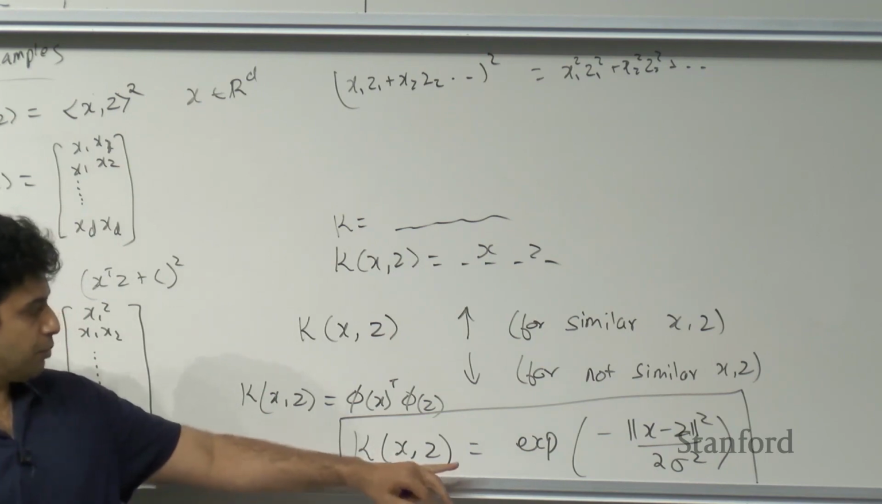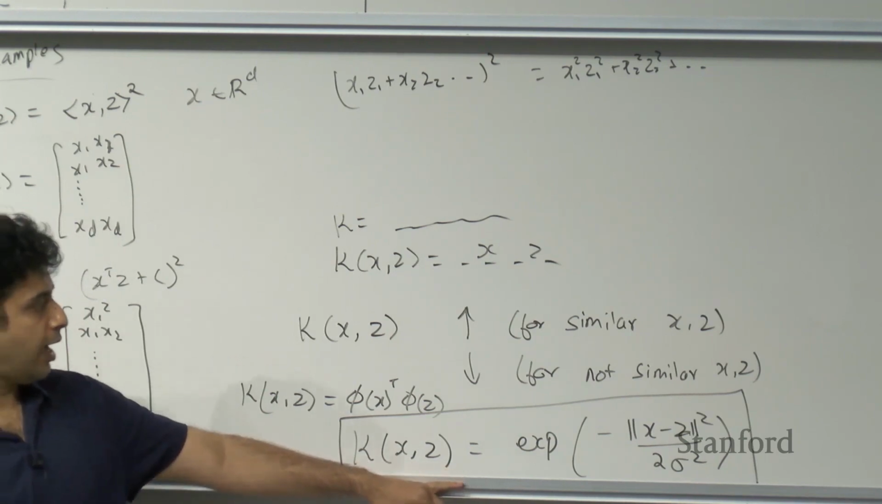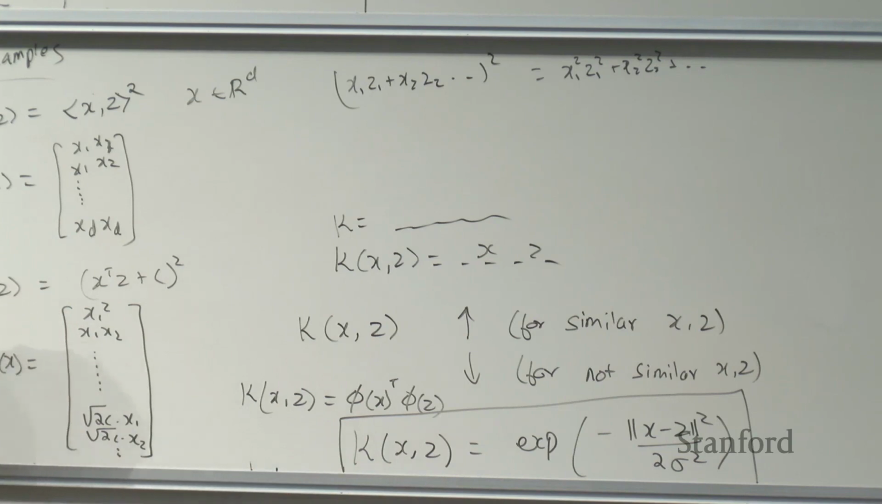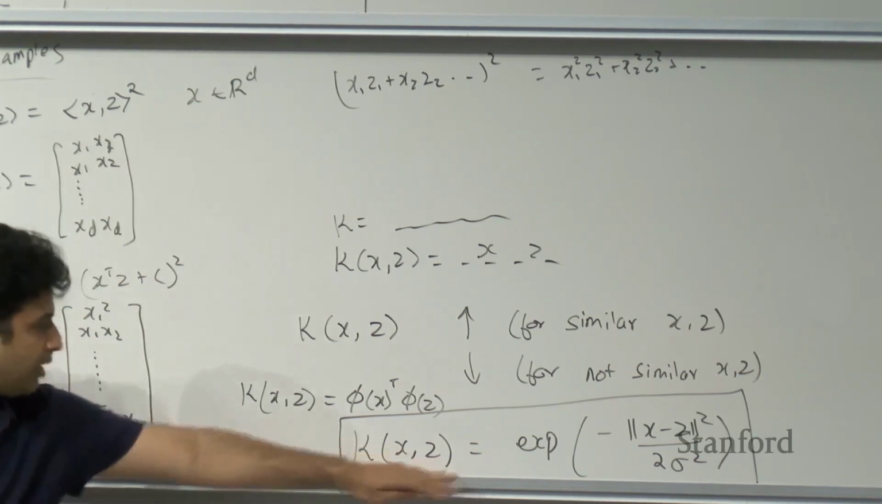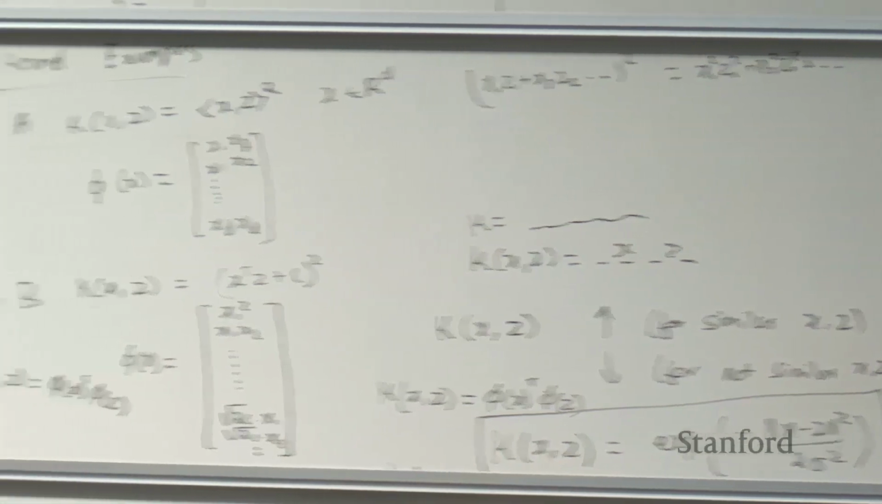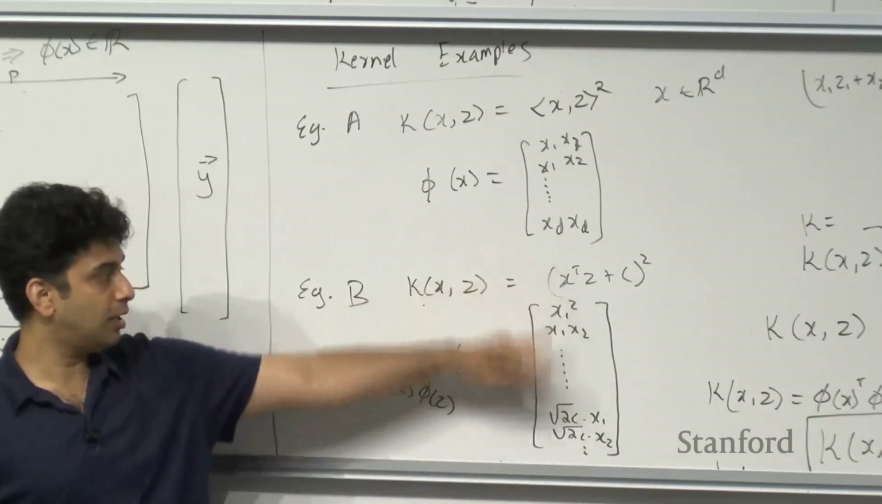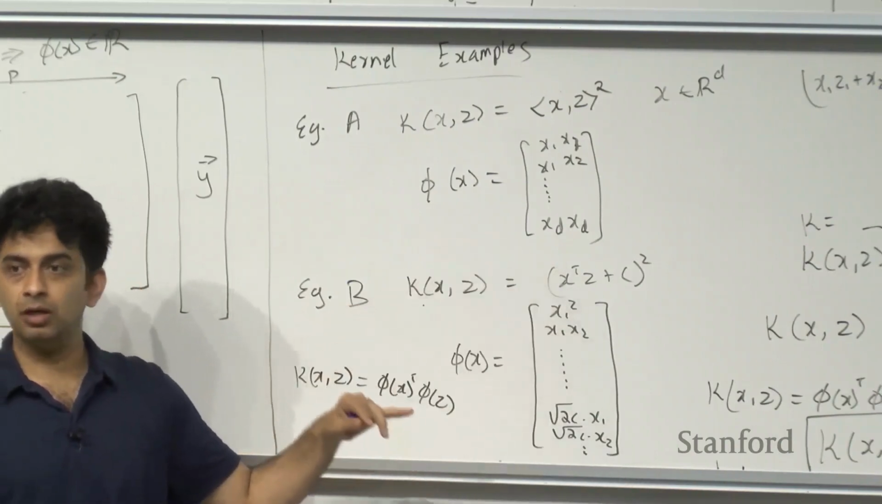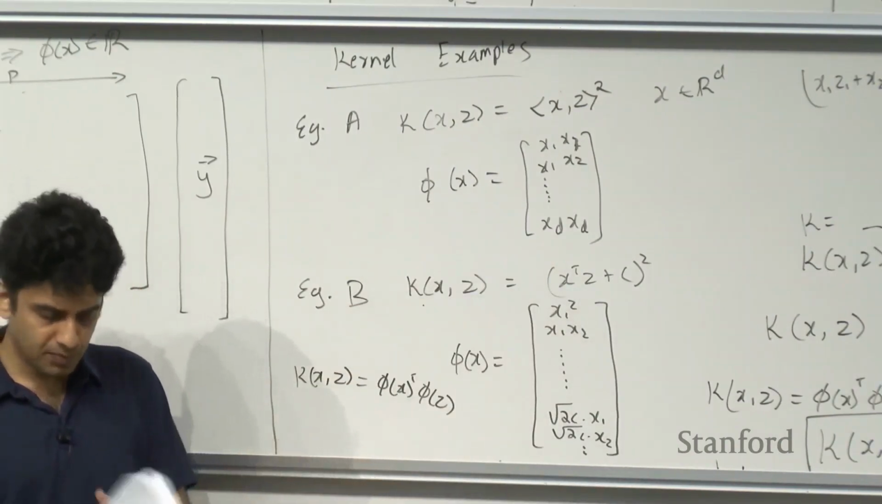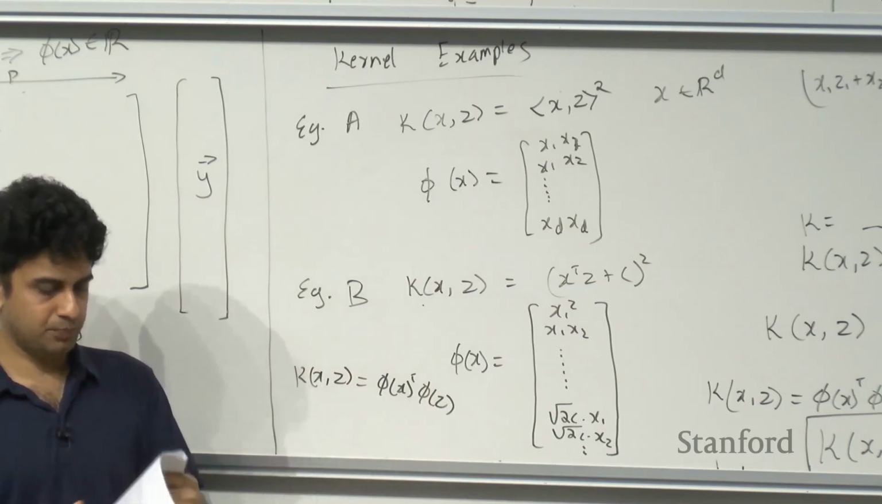And this kernel in particular, if you expand it, which is I would say beyond the scope of our course, if you were to expand this kernel into a feature vector, then you will see that the Gaussian kernel has an infinite dimensional feature vector. But that's beyond the scope of this course.